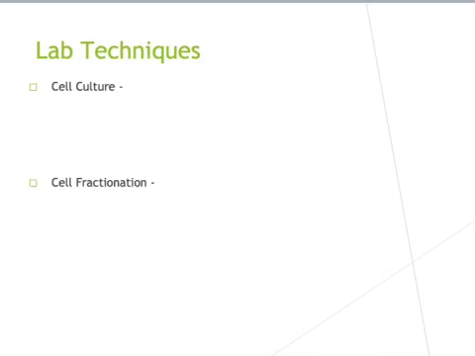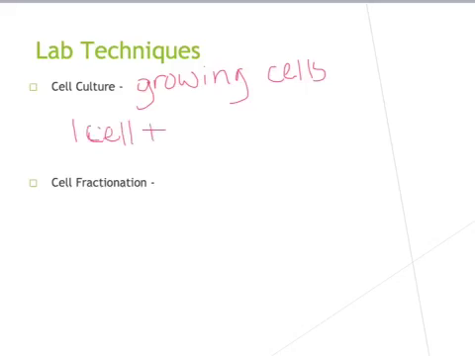So two lab techniques that we're going to look at are cell culture and cell fractionation. So a cell culture is really growing cells. So we're actually growing cells. And what generally happens is you take one cell, plus nutrient solution, and you get more cells.